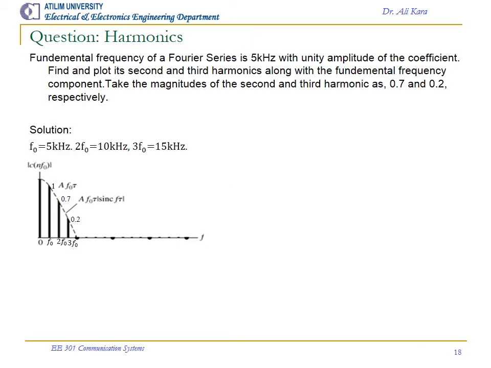Question: harmonics. The fundamental frequency of a Fourier series is 5 kHz, with a unity amplitude. Find and plot its second and third harmonics, along with the fundamental frequency component. Take the amplitudes of the second and third harmonics as 0.7 and 0.2, respectively. Solution: see that components with larger frequency tend to get smaller in amplitude.